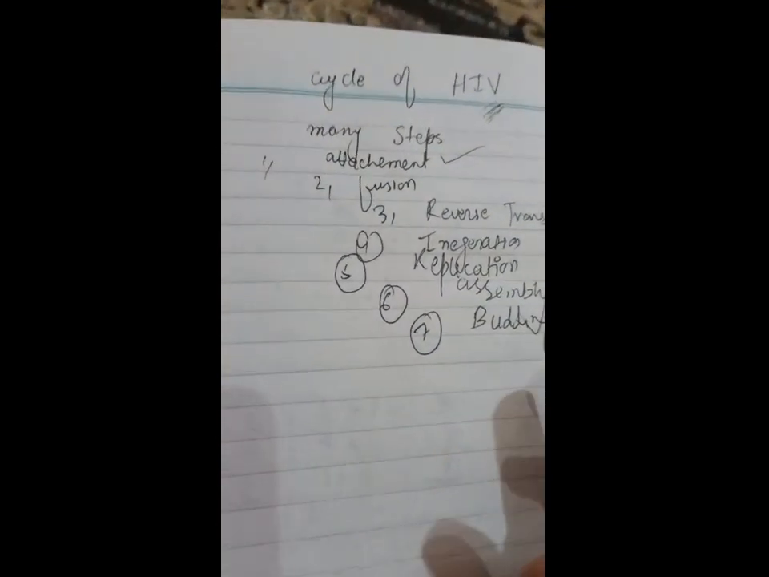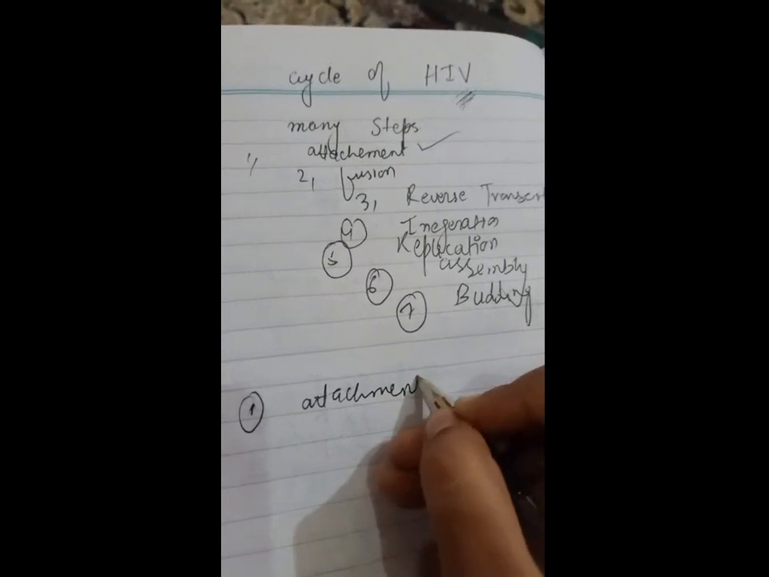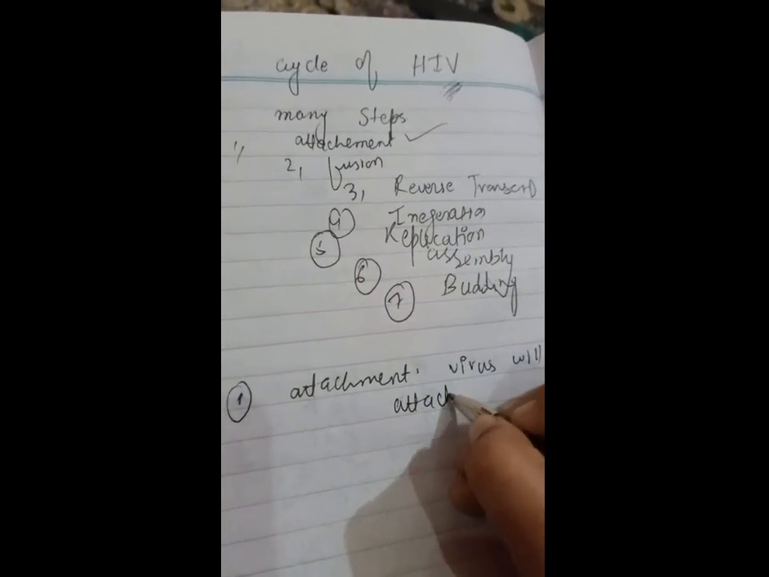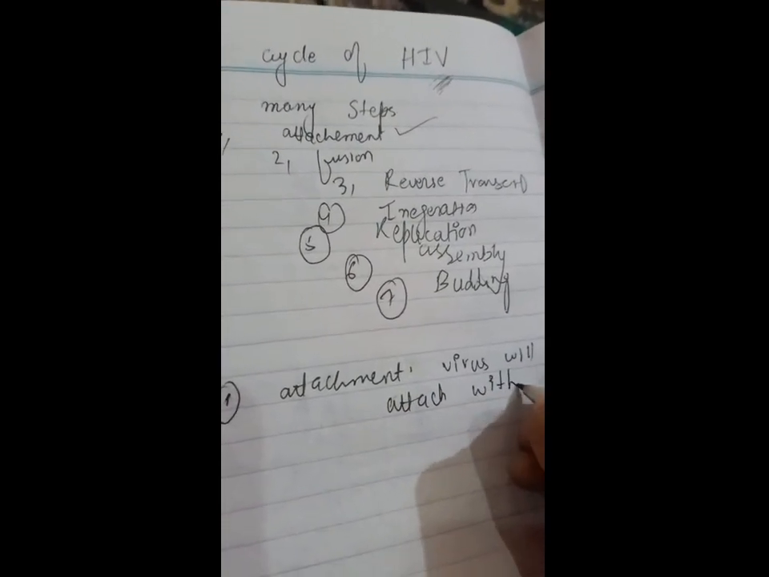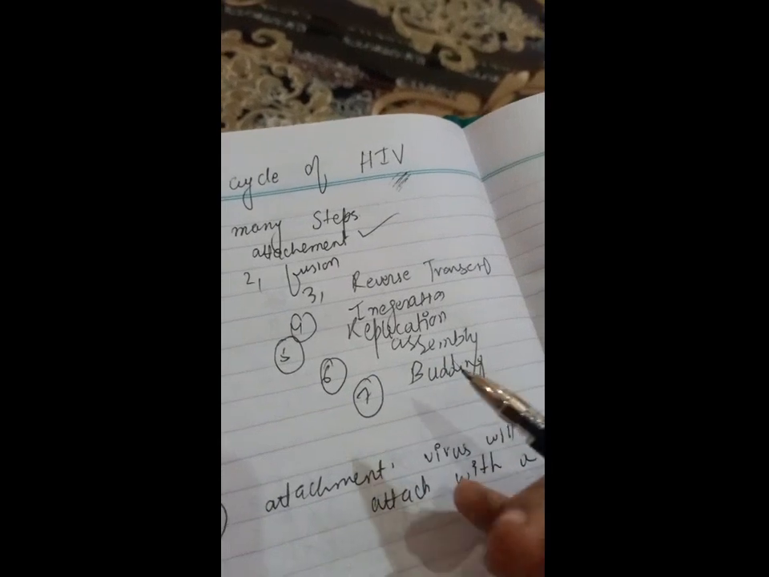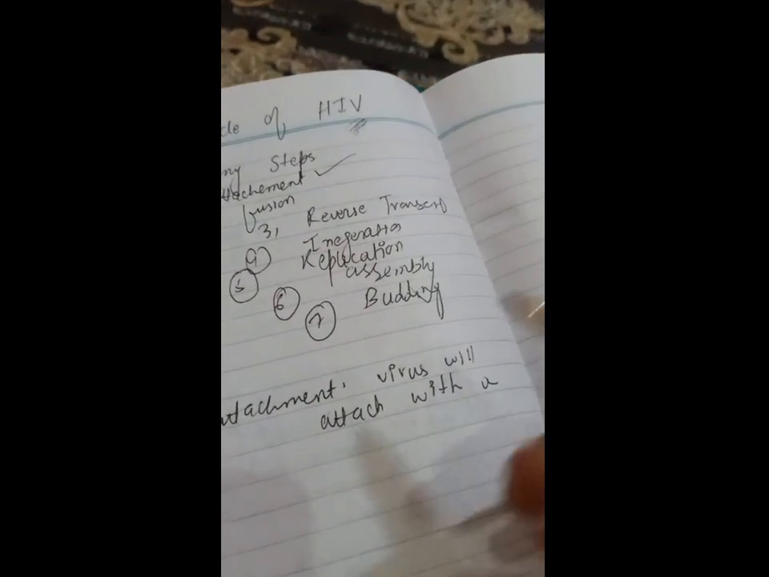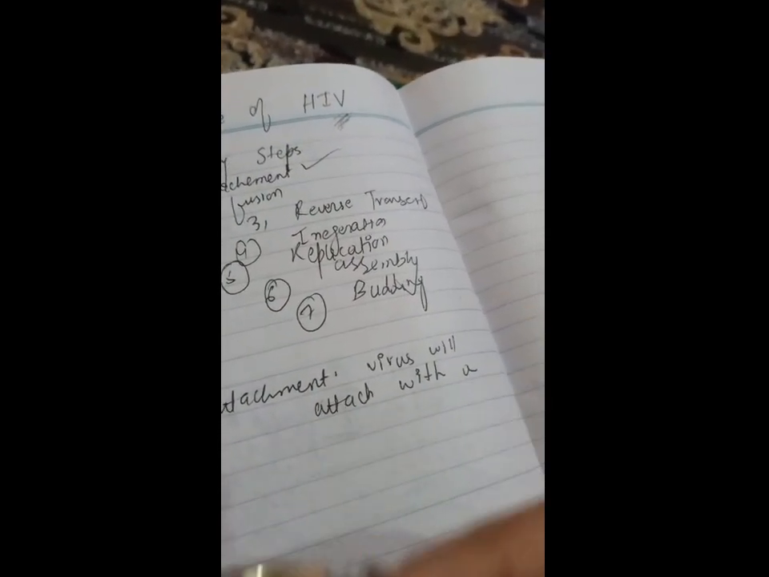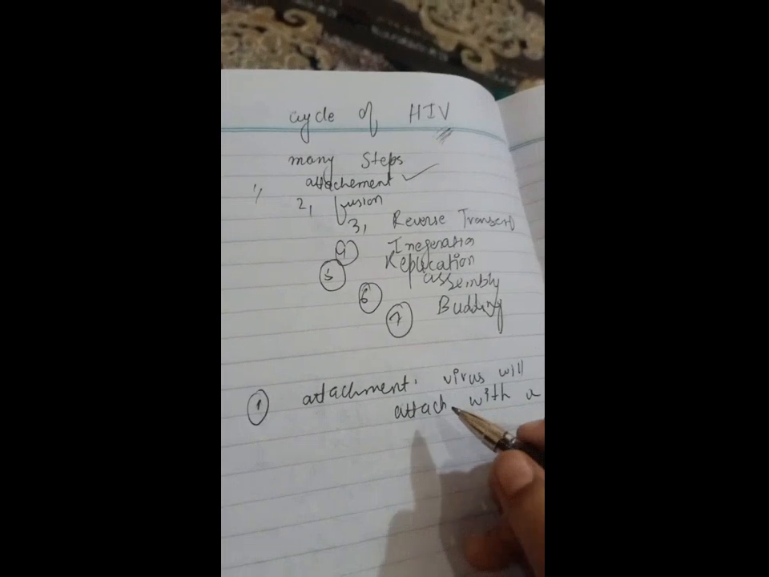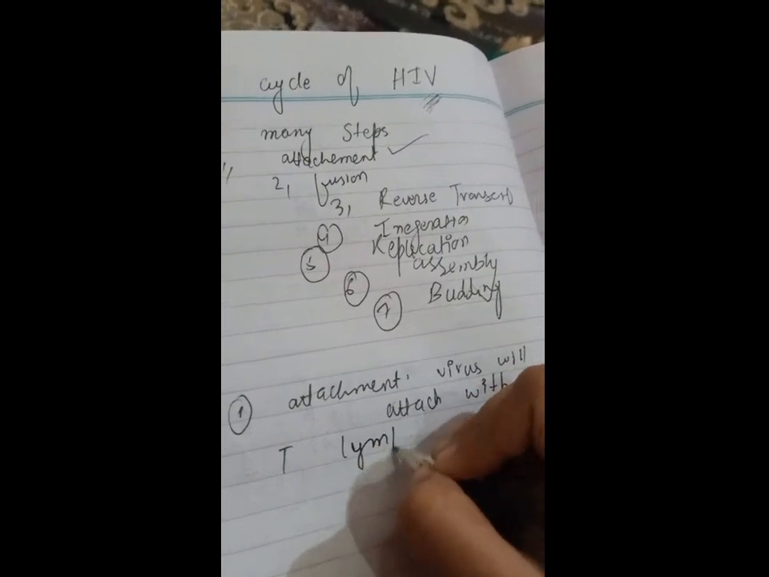So at the first step, the virus will attach to the T helper cell or T lymphocyte cell, because they have a receptor, CD4, so that they can easily identify their host cell. The host cell is the T lymphocyte. So the virus attaches with a T lymphocyte cell.